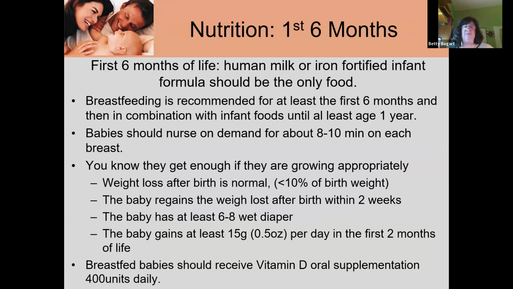As I said, the first 6 months is iron fortified formula or breast milk. We know breast milk helps with so many things. I mean, at birth, if they're a meconium baby, breast milk will help them stool because we know that breast milk babies have a lot more stools. They just do. And with meconium, it's getting it out of their system.